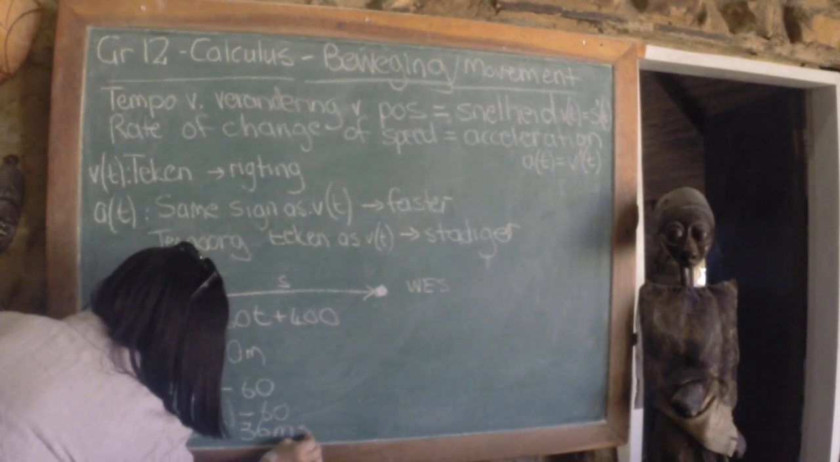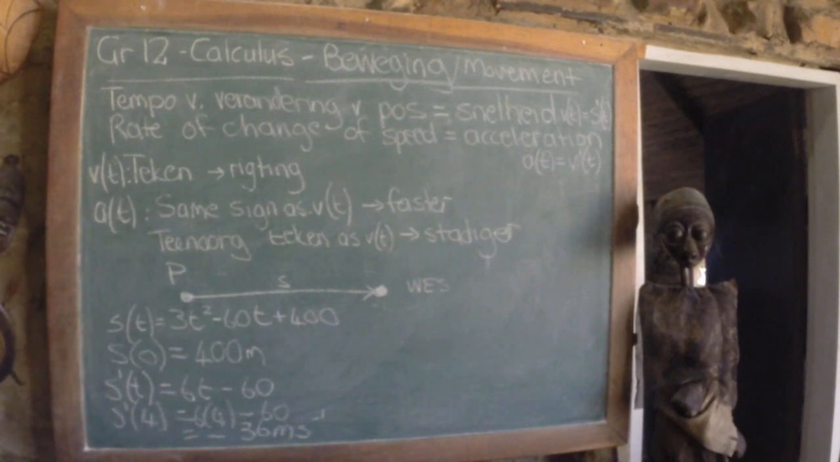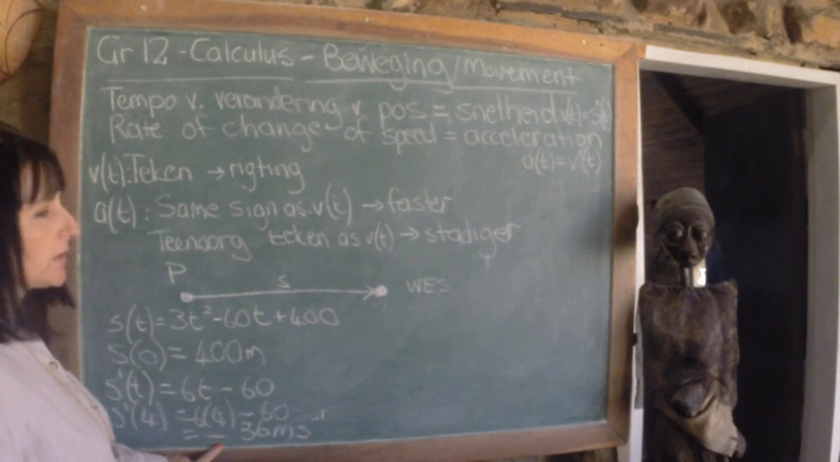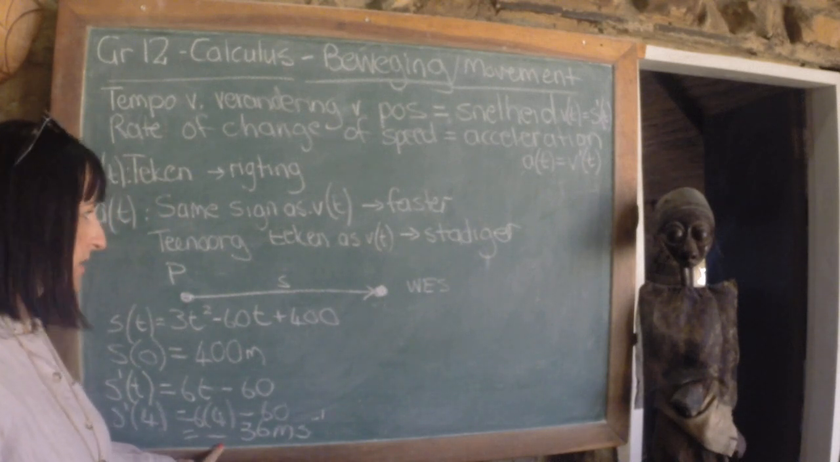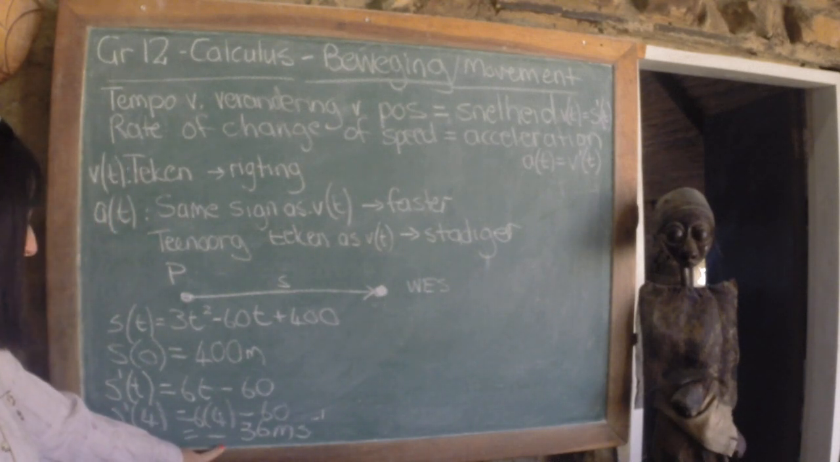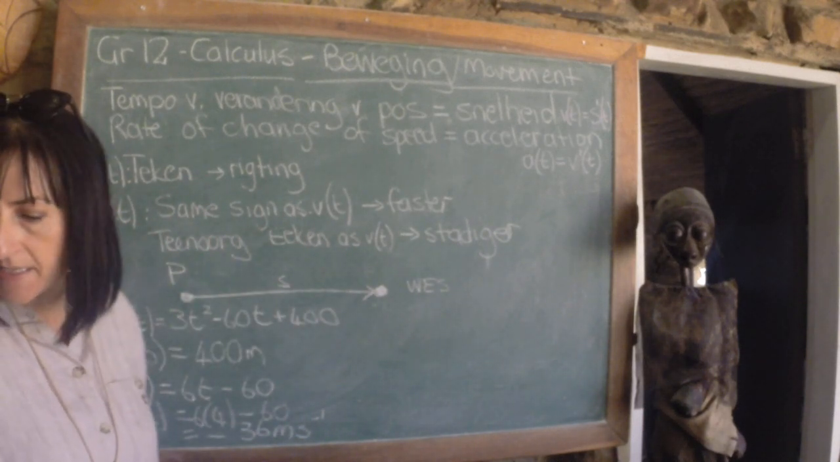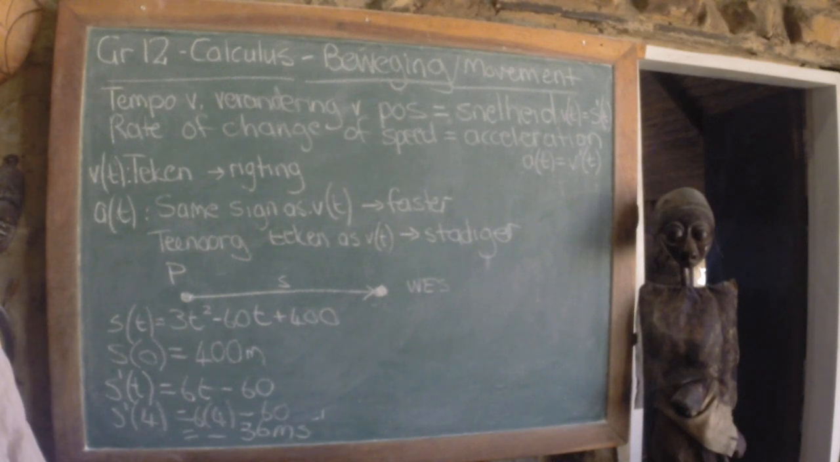meter per sekonde. So wat beteken die minus nou? Ek het nou daarvan gepraat. This means this particle is moving in the opposite direction. So dit het na 4 sekondes beweeg hy nie wes nie, maar oos teen 36 meter per sekonde. Dis baie belangrik.